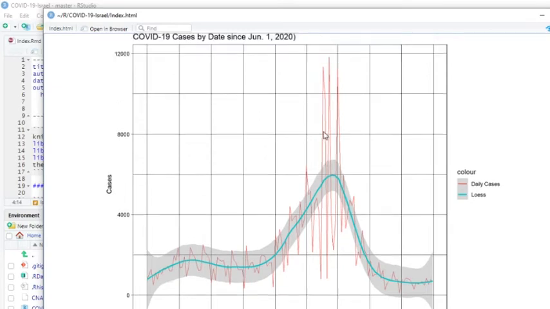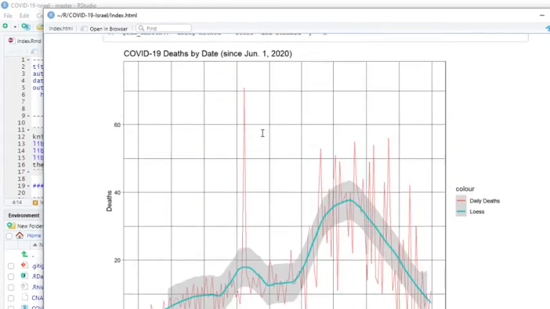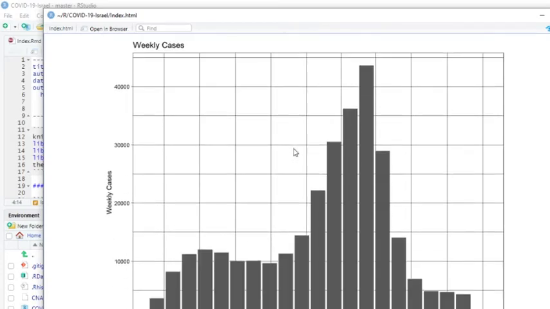Okay, so here we go. These are cases, zooming in on cases to July. And once again, a huge spike up here and a long period of decline. Same way with deaths. So basically speaking, Israel is looking very good right now. Very good. All right.